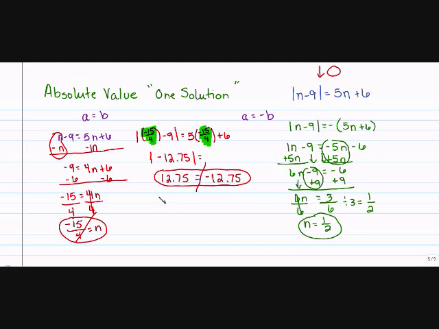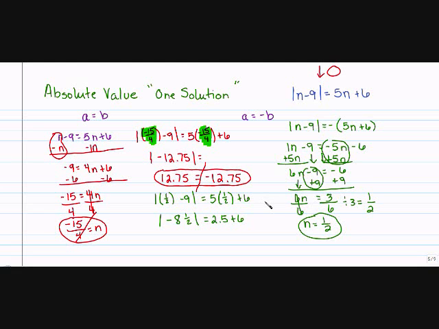So let's go right here. I have 1/2, absolute value of 1/2 minus 9 equals 5 times 1/2 plus 6. Still an absolute value, and I get negative 8.5 equals half. Now 5 times 1/2, or I can say half of 5 is 2.5 plus 6.